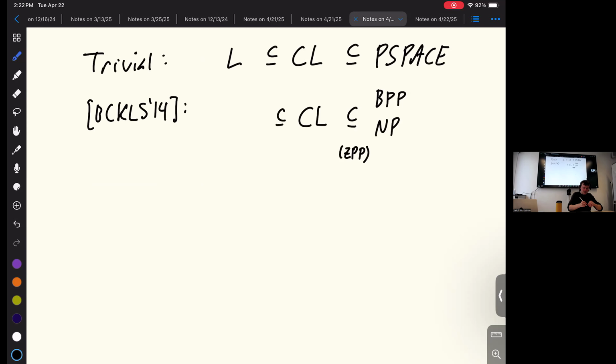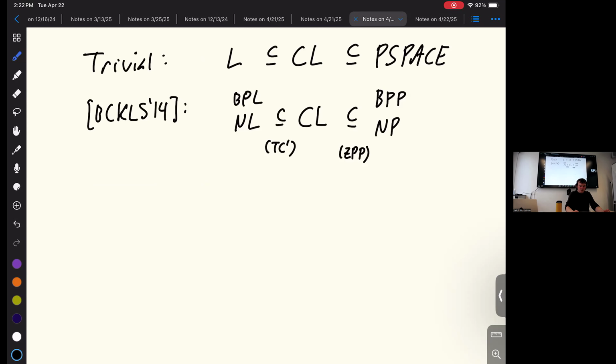And conversely, catalytic log space is at least as powerful as both BPL and NL. This catalytic tape is more powerful than randomness or non-determinism, and in fact contains problems that we think of as definitely being outside of either, such as the determinant. So this is a very surprisingly powerful class.